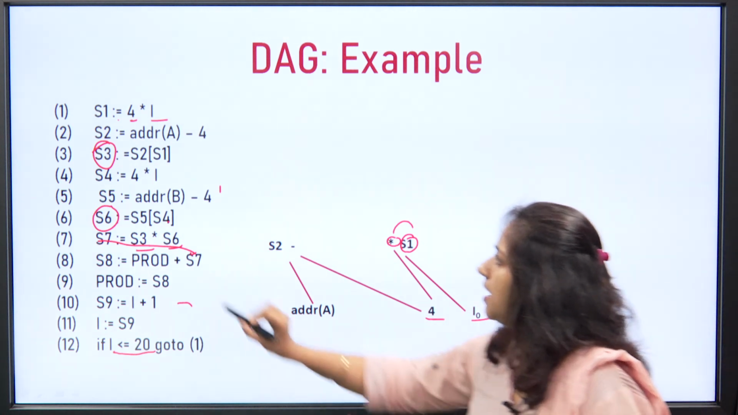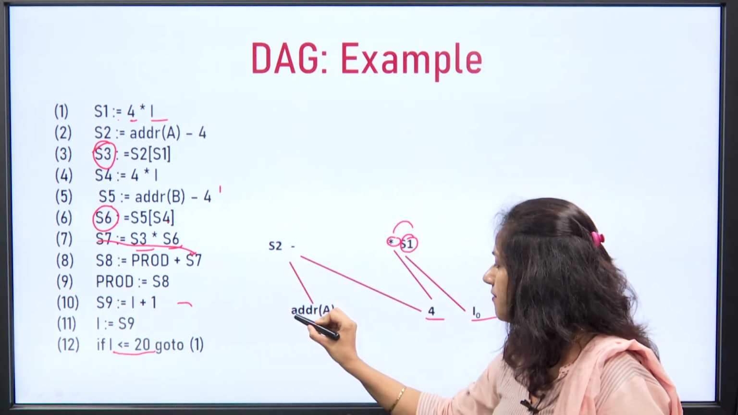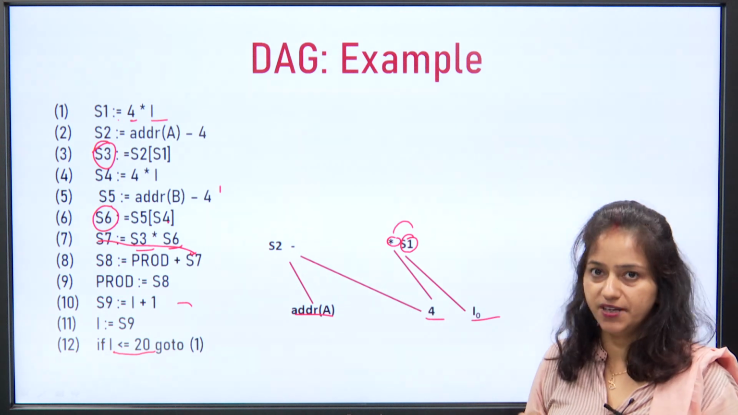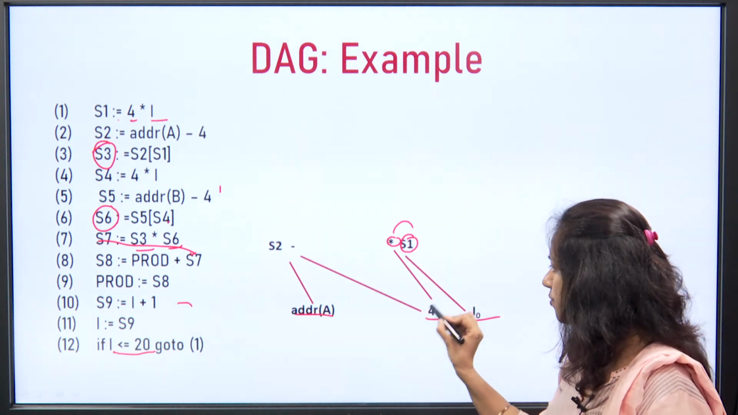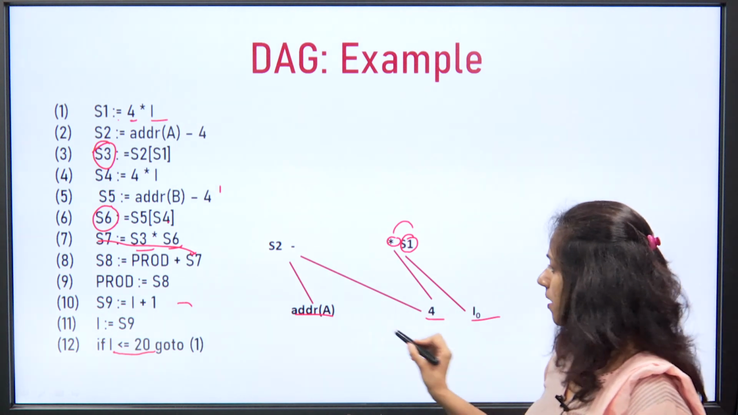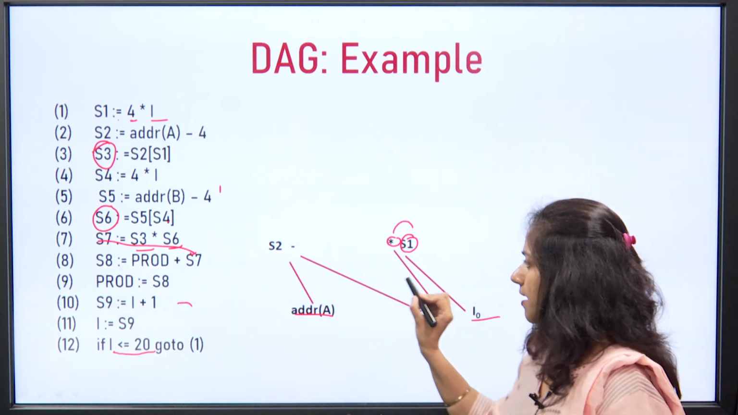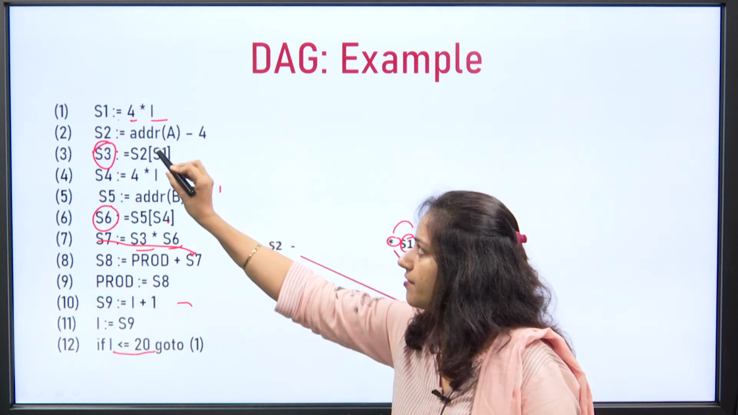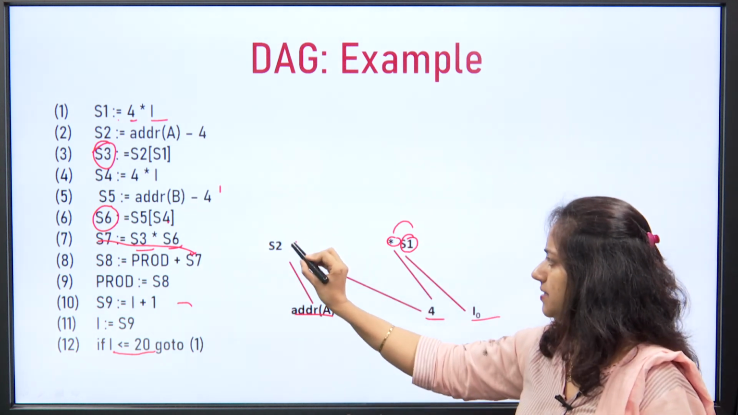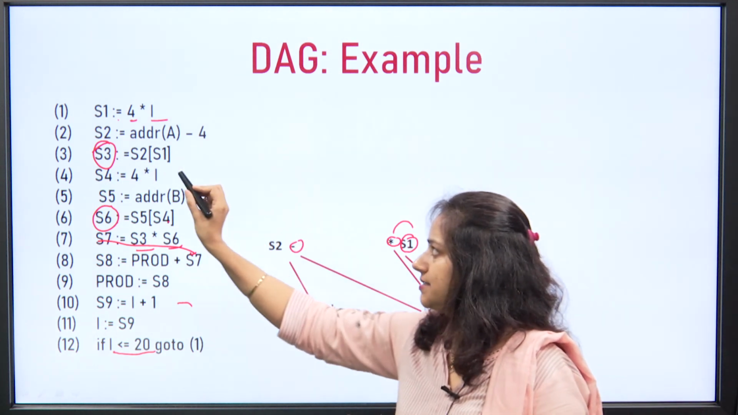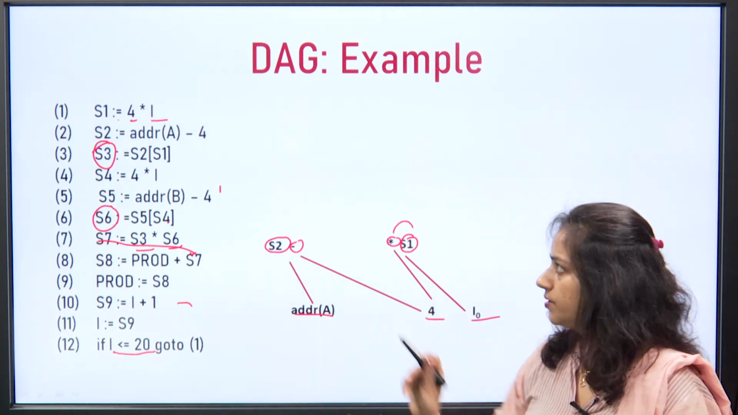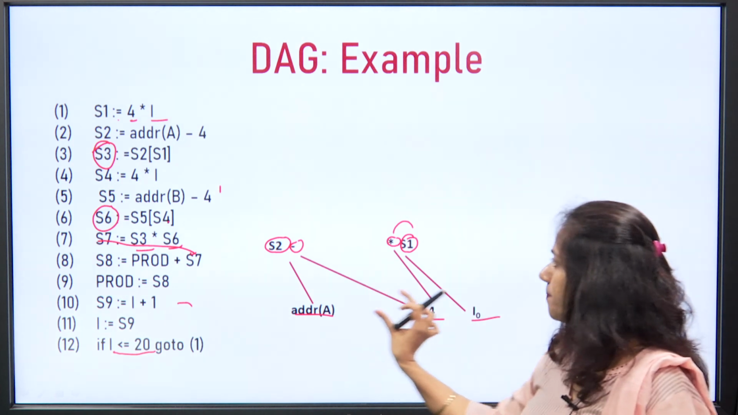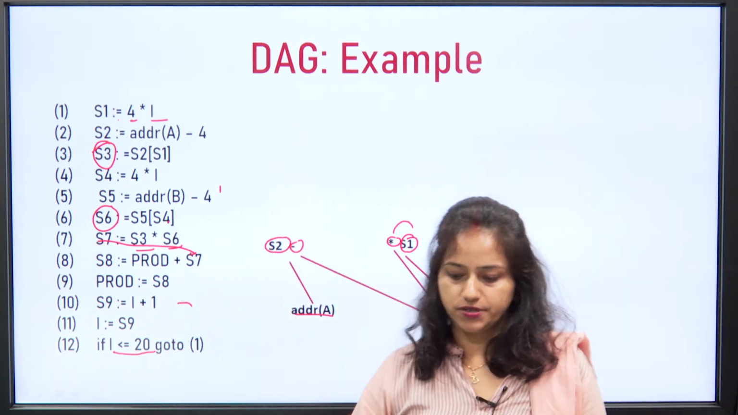Now, next is address of A. So, here we will have a leaf node marked with address of A, and 4. We can reuse this 4, and they will be multiplied, and here we will subtract: address of A minus 4. So, this is the operator, and then this is assigned to S2. Similarly, here we can write S2. So, this is the DAG representation for these two statements.